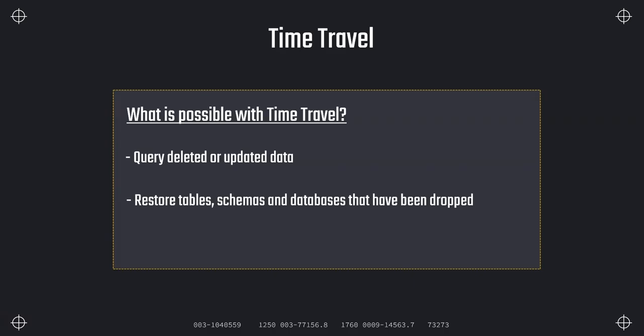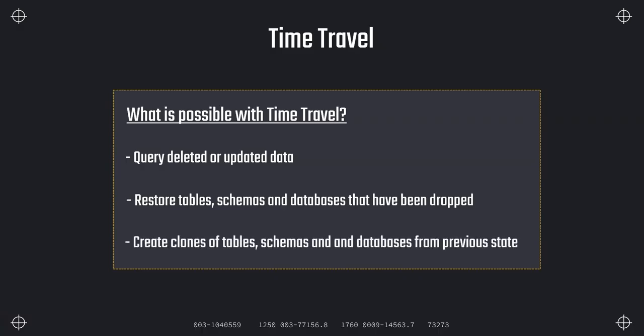Additionally, if we have dropped some objects, we can also restore them. This is true for tables, schemas, and even entire databases. And also, we can create clones of tables, we talk about them also in a bit, from a previous state. So again, from some point in time where this table or schema had a specific state. So we had some specific data in it and so on.